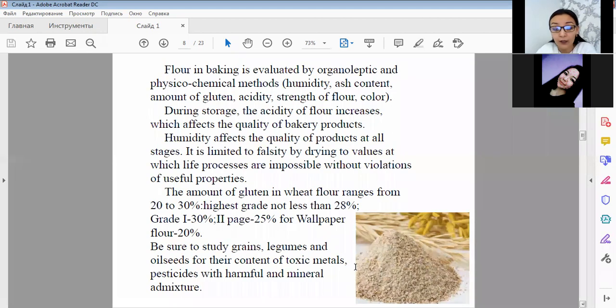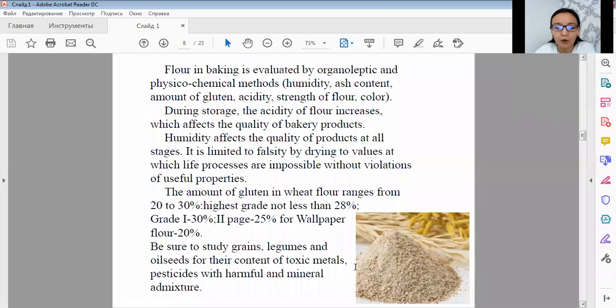The amount of gluten in flour ranges from 20 to 30%. For example, in the highest grade of flour, the gluten content is about 28%. In the first grade, about 30%. In the second grade, about 25%. And for wallpaper flour, about 20%.